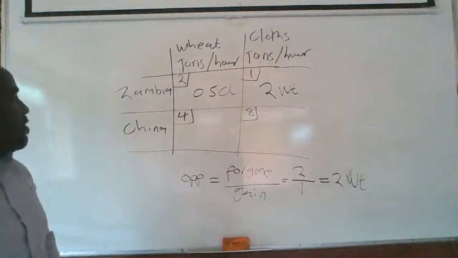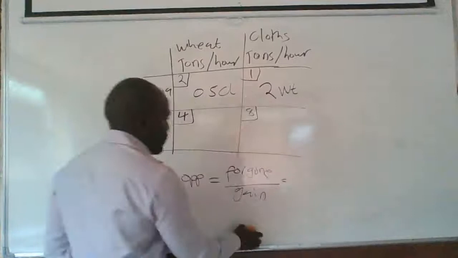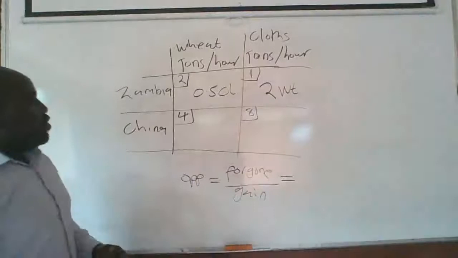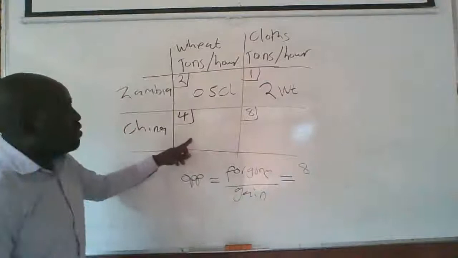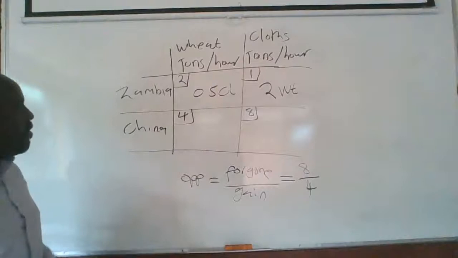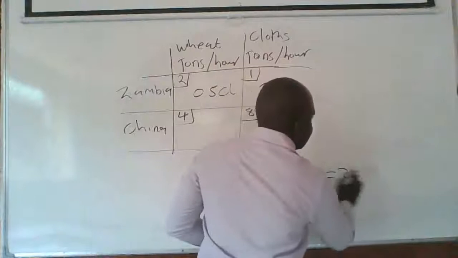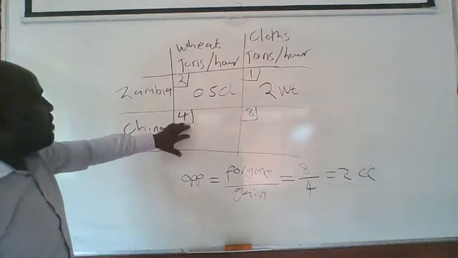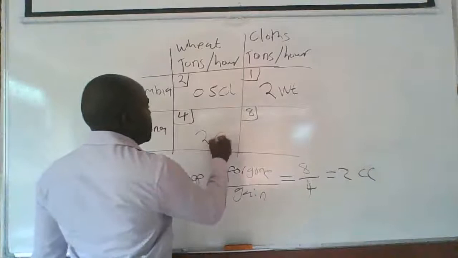We can also find the opportunity cost for China of producing wheat and of producing clothes. Okay, I'm sure now you are familiar with the computation. The opportunity cost of producing wheat for China is, if China gives up 8 tons of clothes, it will be able to produce 4 tons of wheat, meaning it will have taken all the hours needed and channeled them to the production of wheat. And this will give us a 2. So this is supposed to be clothes. If China is to produce wheat, it will have to give up all the 8 tons of clothes in order for it to produce 4 tons of wheat, and the opportunity cost will be 2 tons of clothes.